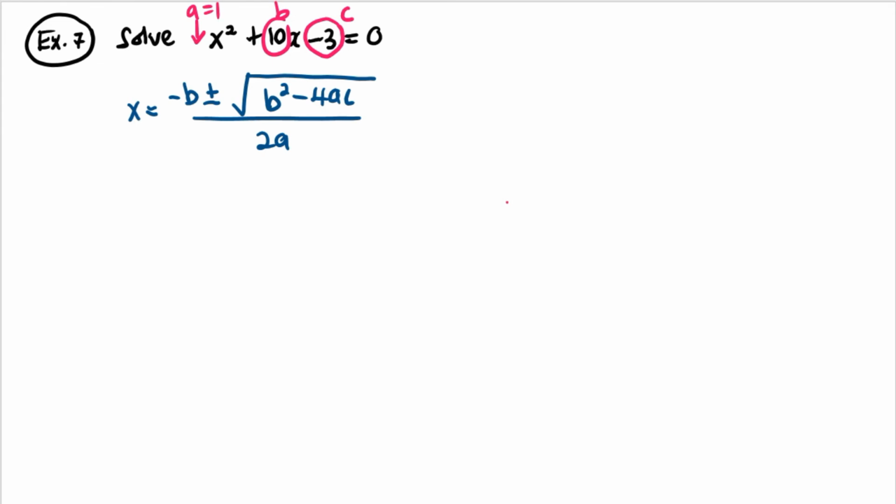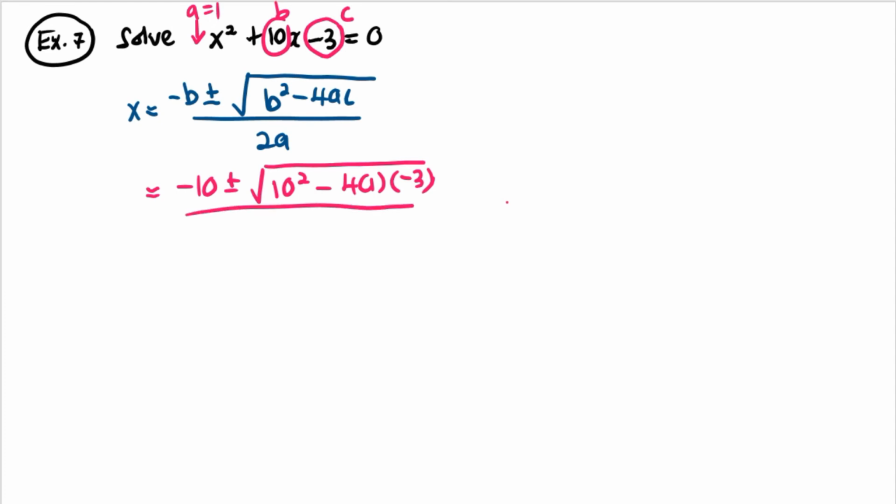So a is actually 1. So you just plug in inside this formula. You have negative 10 plus minus square root of b squared, which is 10 squared, minus 4 times a, which is 1, times c, which is negative 3. This is under the square root, divided by 2a, which is 2 multiplied by 1. And then you try to simplify this: negative 10 plus minus the square root of 100 plus 12. You get 100 plus 12, 112.